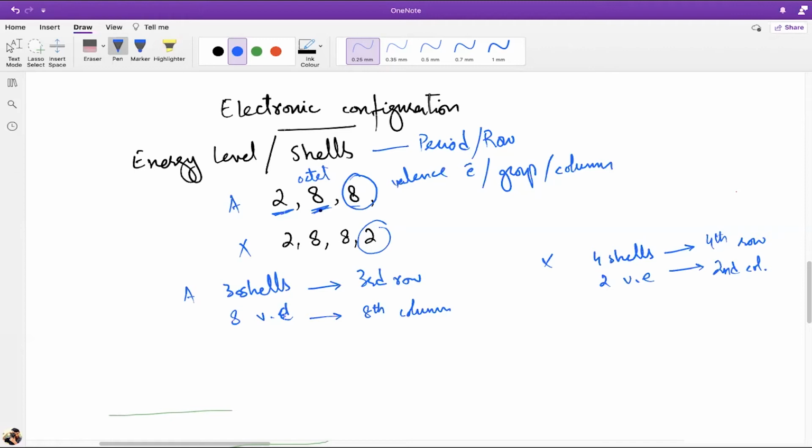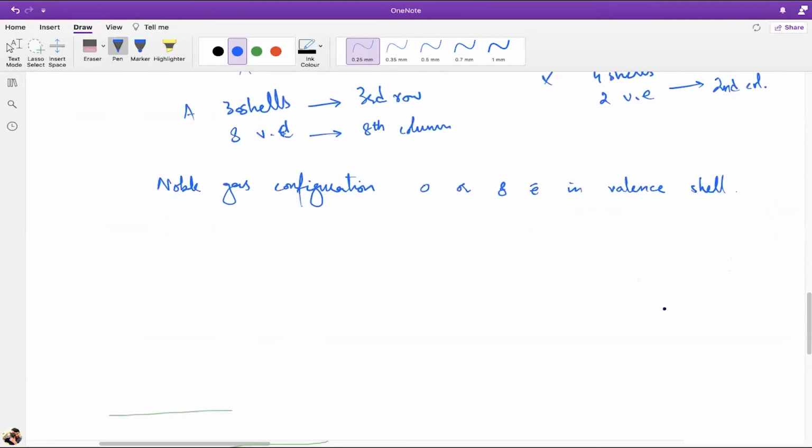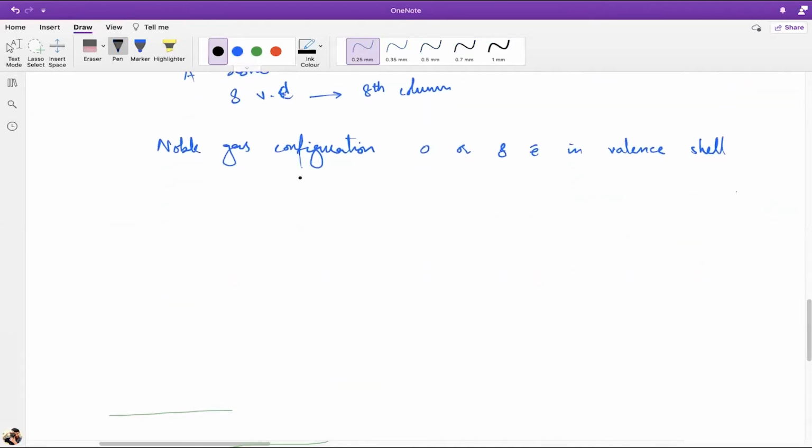Every atom tries to have that thing. And if something actually achieves it, we say that it has achieved noble gas configuration. Noble gas configuration is when there are 0 or 8 electrons in the valence shell. So that's what they want to have. So what do they do? They either gain electrons or they lose electrons. That's what we're going to study tomorrow, but today we are going to just consider what that does to the atom.